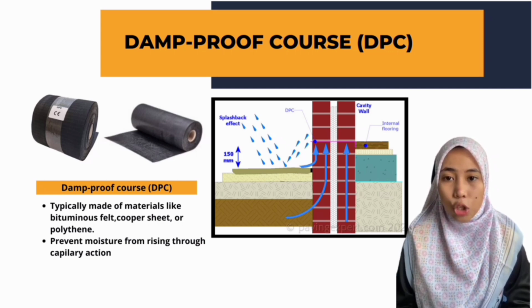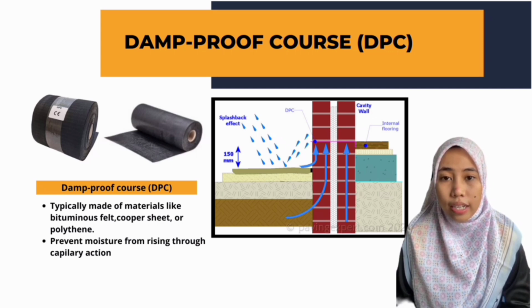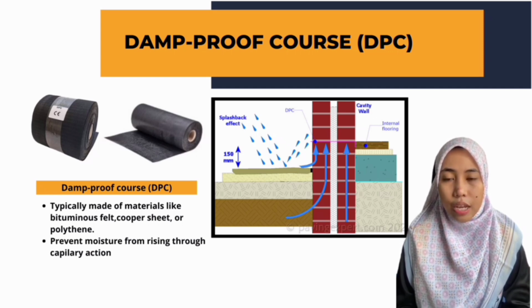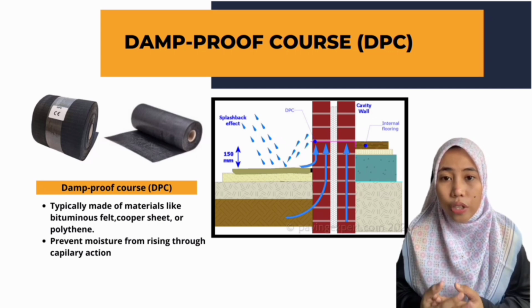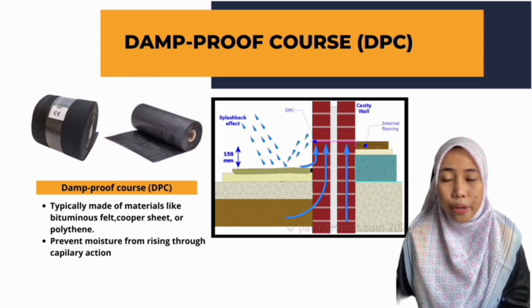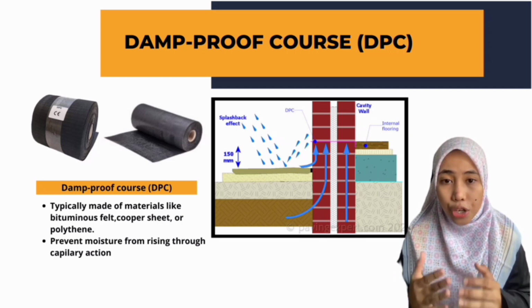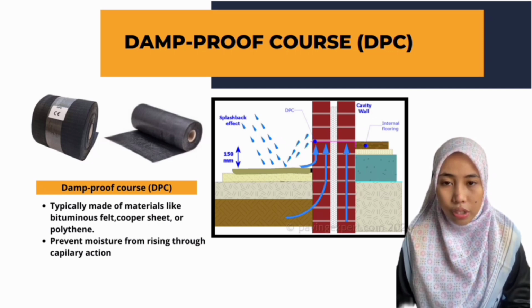Next, a damp-proof course is a barrier typically made of material like bituminous felt, copper sheet, or polythene that is inserted into the walls of the building to prevent moisture from rising through capillary action. A damp-proof course plays a crucial role in preventing dampness and moisture-related issues in buildings. The installation of the damp-proof course is a standard practice during construction to ensure the integrity of the building structure and the good quality and longevity of the building.